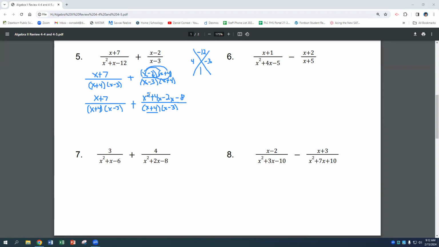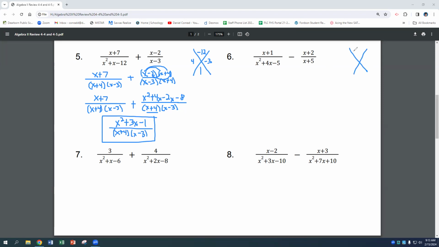Okay, now I can combine like terms. I have x squared. I have 1x plus 4x is 5x minus 2x is 3x. And then I have 7 minus 8 is going to be minus 1. And that's all over x plus 4, x minus 3. And there's my solution.